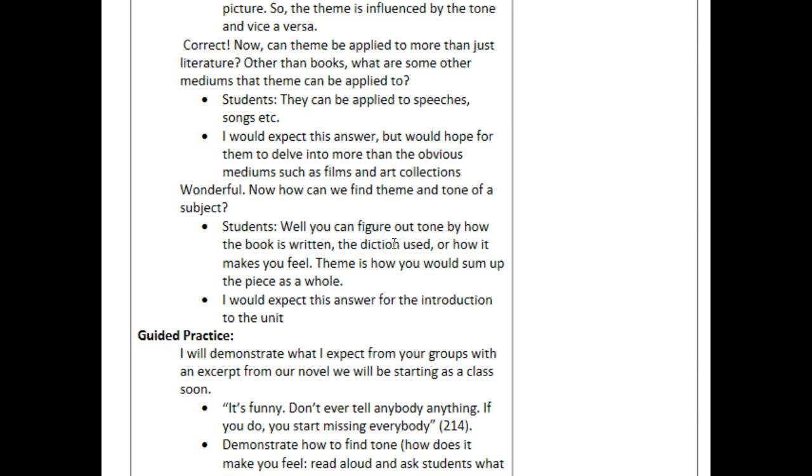Oh, those aren't the words I'm supposed to be using for tone? No. What kind of words do you want to be looking for? What's your criteria for determining if a word should be used to support tone? What's your criteria for determining if a moment in the plot or a character's thought should be used to support theme, okay?